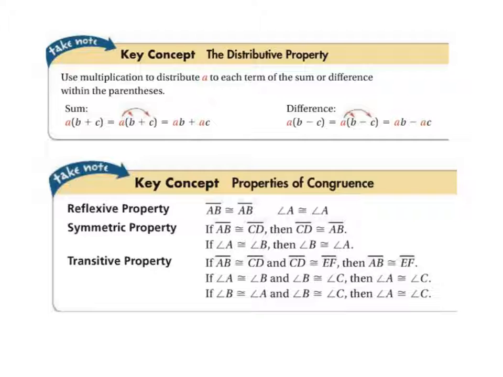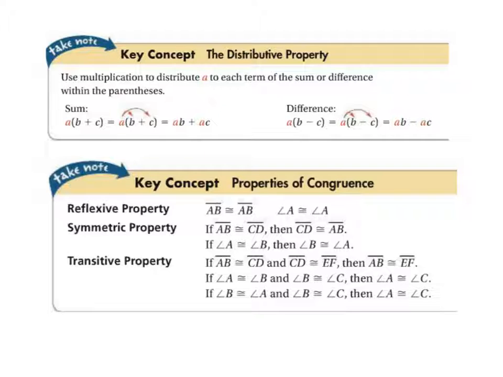All right, got some more. The distributive property, you probably know that one very well. It just says you have this value, you can distribute it through the parentheses, and you end up with A times B plus A times C. We use that a bunch.